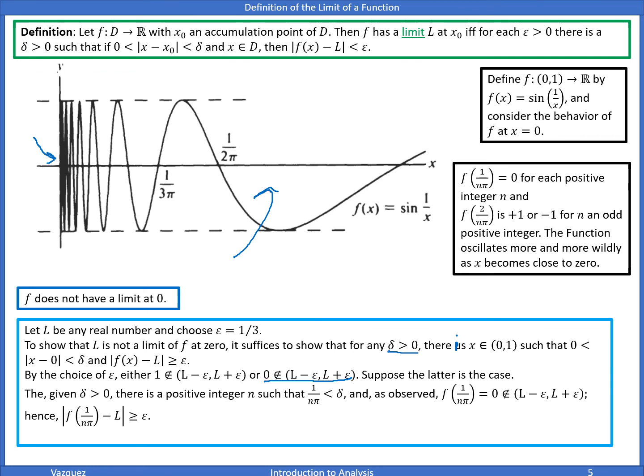Okay, well then given delta greater than 0, there's a positive integer n such that 1 over n pi is less than delta. And as we remember from up here, from the boxes, the black boxes, f of 1 over n pi is equal to 0, which we know is not in the L neighborhood. So therefore, just doing a little algebra, f of 1 over n pi, the distance between that and L, is greater than or equal to epsilon.